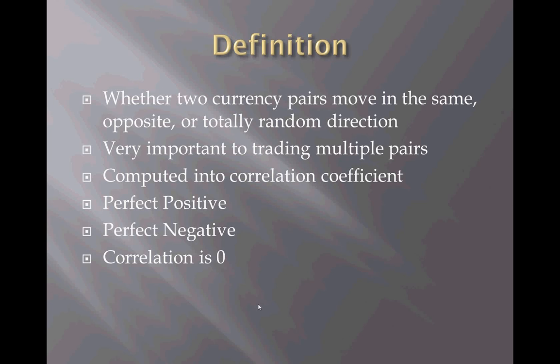Perfect negative correlation, a correlation coefficient of -1, means that the two currency pairs will move in the opposite direction 100% of the time. If the correlation is 0, the movements between currency pairs is said to have a 0 or no correlation. They are completely independent and random from each other. We have no idea how one pair will move in relation to the other.